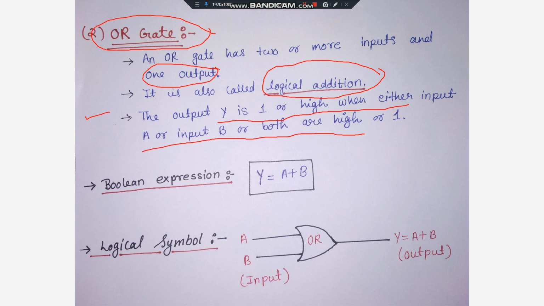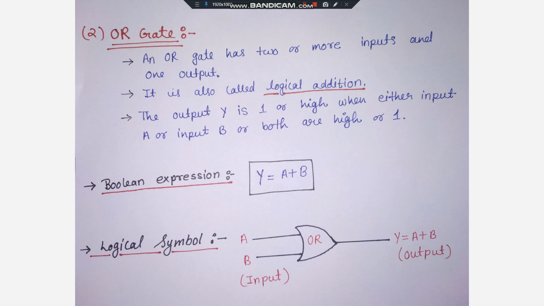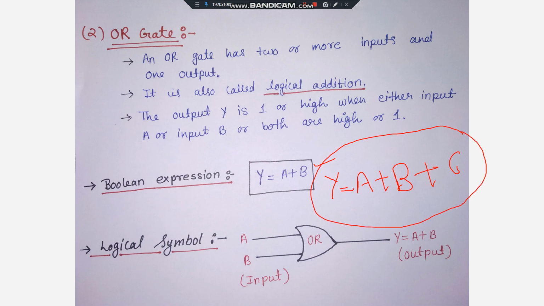Okay, and its Boolean expression is Y equals A plus B. So here to join the variables we will write a plus in between. Plus represents the OR. For example, if we are doing a 3 input OR gate, then we can write the logical expression like this: Y equals A plus B plus C. Like this we can write. Similarly we can write for n number of inputs.